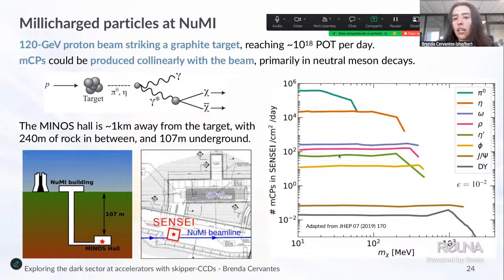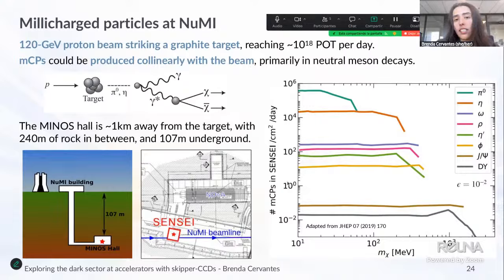And this is a plot of the number of millicharged particles expected at the Sensei tent. So if you remember the Sensei at MINOS setup, it started as a light dark matter experiment to probe that this technology is powerful to search for light dark matter. It turns out that this setup is at the MINOS hall in Fermilab, which is 100 meters underground, and is on the line of sight of NuMI.